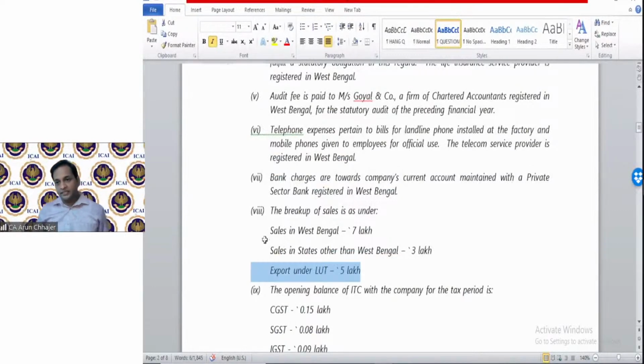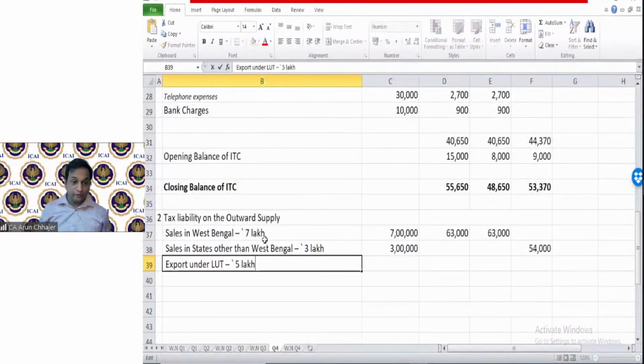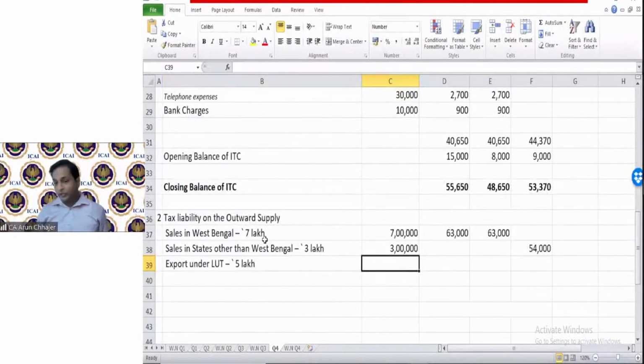Do I need to pay the taxes if I'm exporting the goods under LUT? Answer is no.